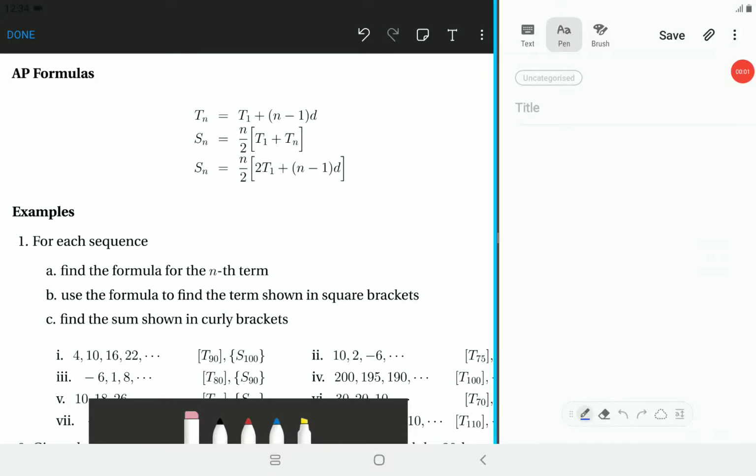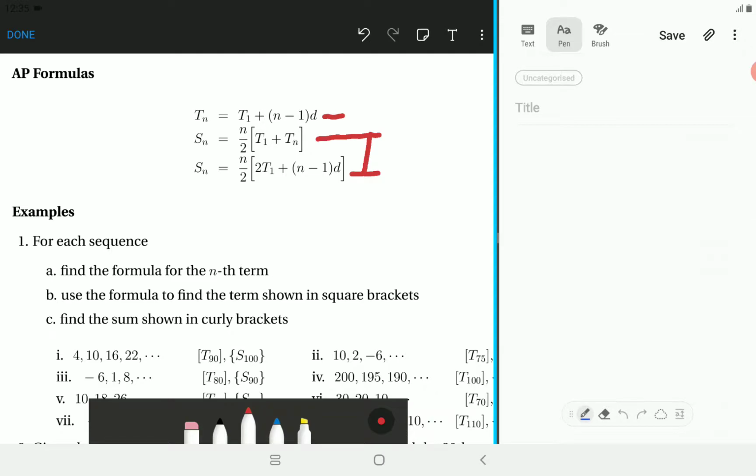Alright, in this video we're going to look at some examples of arithmetic progression problems. First, we're going to start by just listing the formulas we derived earlier. This first one is the formula for the nth term of an AP, and then these two are the sum formulas for the first n terms. The first one is for when we know the first and the last term, and the second one is for when we only know the first term and the common difference.